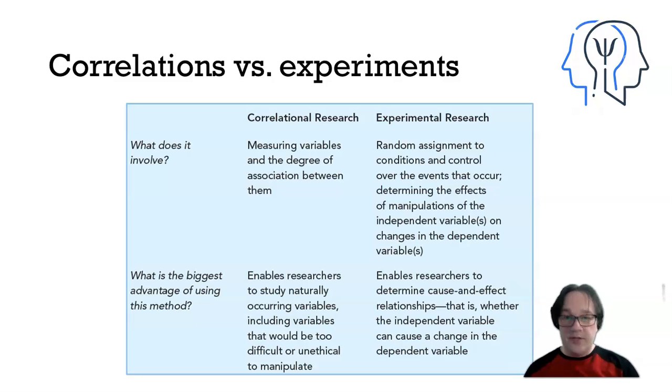Second, what is the biggest advantage of using these methods? Well, with correlational research, we spoke about this already, right? It enables researchers to study naturally occurring variables, including variables that would be difficult or impossible to manipulate, or variables that would be incredibly unethical to manipulate. So if we wanted to study the effects of smoking, we probably should not conduct an experiment using humans.